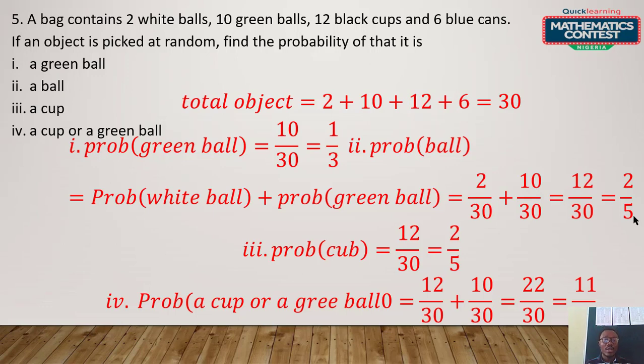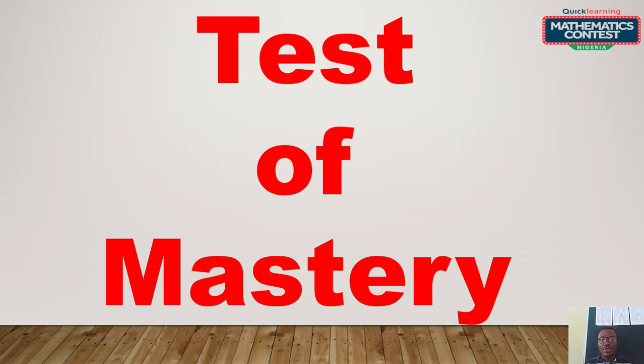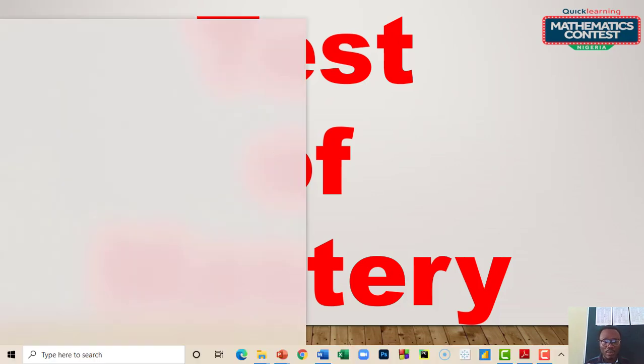Now the last one: the probability of getting a cup or a green ball. Like we earlier established, it's only black cups we have there. So the probability of getting a black cup, or a cup as it were, is 12 over 30 plus the probability of getting a green ball. The green balls we have there are 10, so 10 over 30. 12 and 10 is 22, 22 over 30. 2 goes into 22 eleven times, 2 goes into 30 fifteen times. So the probability of getting a cup or a green ball is 11 over 15.